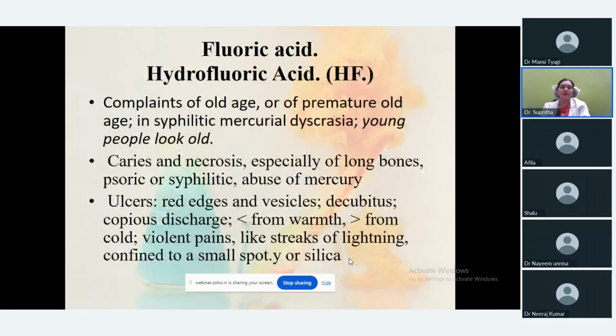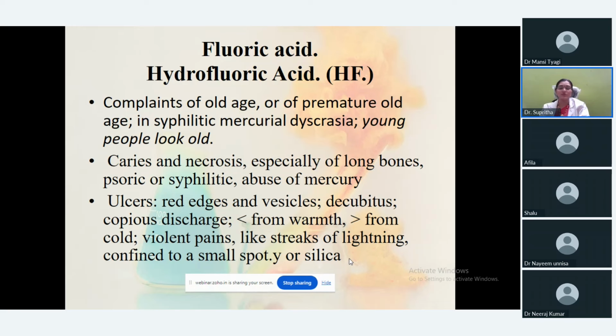Coming to fluoric acid. Fluoric acid: complaints of old age or of premature old age in syphilitic mercurial dyscrasia, and young people look old. So there is caries and necrosis, especially of the long bones, because these are very much syphilitic. So there is caries and necrosis.